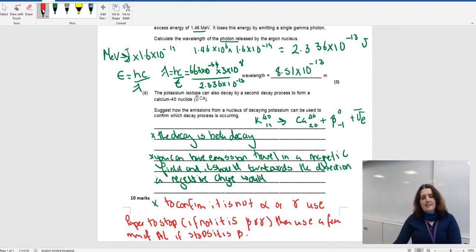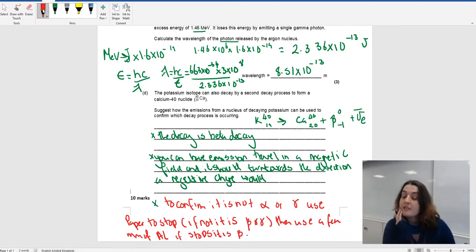So what I'm doing here is just giving reasons and suggesting how we could test this was beta decay. So I've actually mentioned confirm which decay process is happening. So I'm telling you which one is happening. Okay, the decay is beta decay. And I've written the equation up here to prove it to myself. And I'm suggesting ways that we can actually confirm this. We can put this in a magnetic field. And of course, due to Fleming's left-hand rule, it will orientate its way a certain way. Or of course, you can use thickness of material.